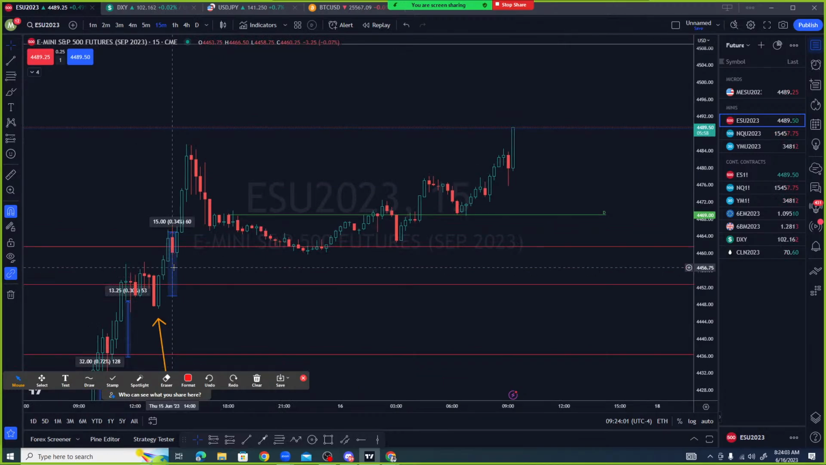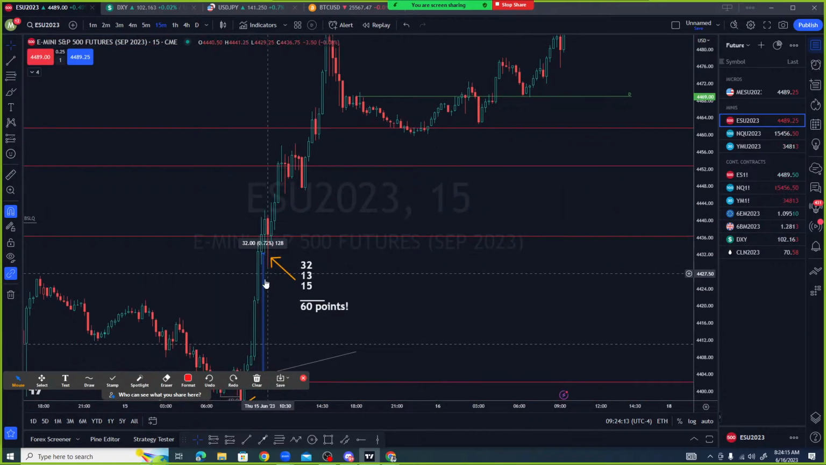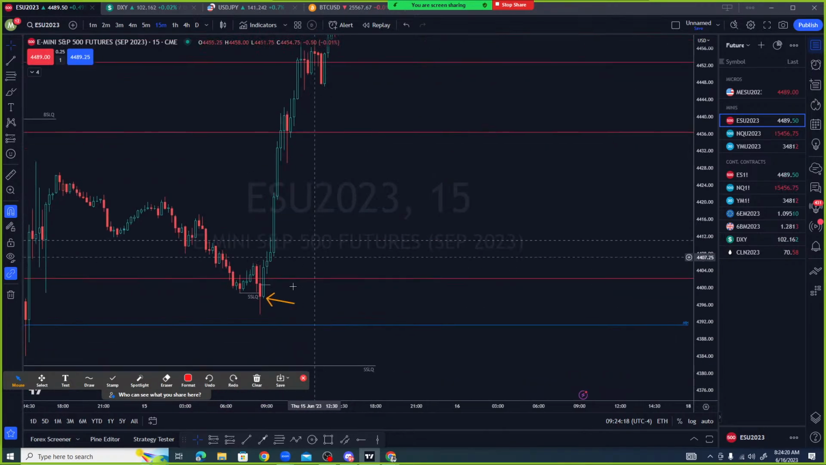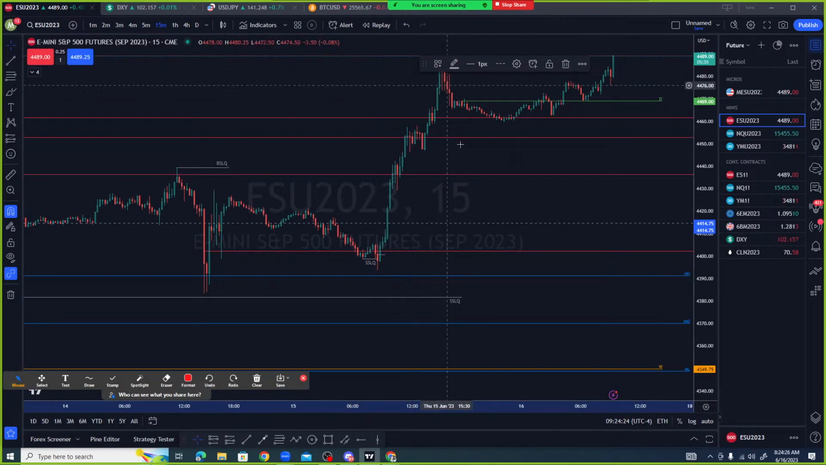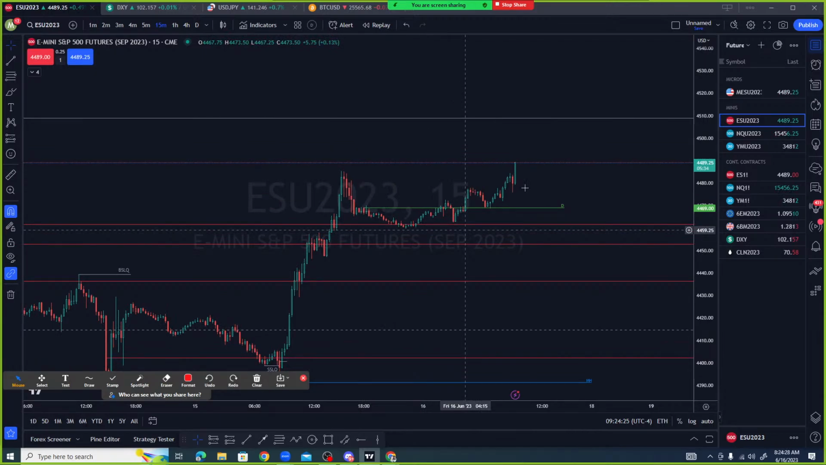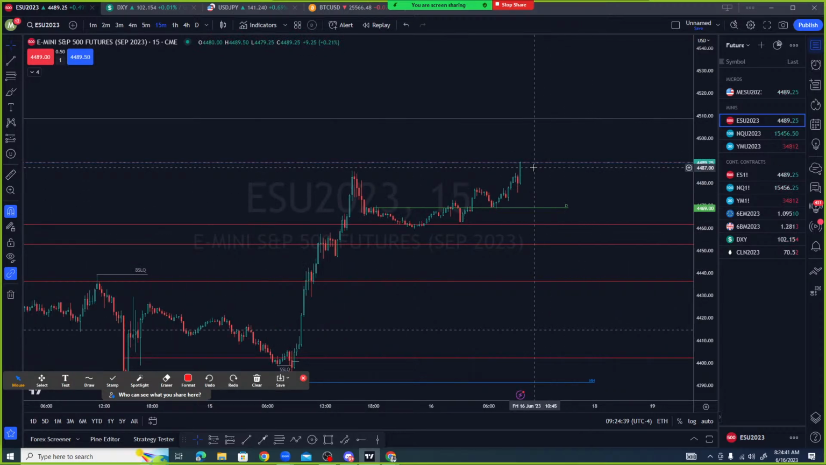Take some of this off. As you can see from yesterday, we just had a huge momentous move and it just continues to crush. We got this buy side liquidity sitting at about 4508, 4509 area. And the way the market's moving, that could be a potential area for today. So we'll look at it.